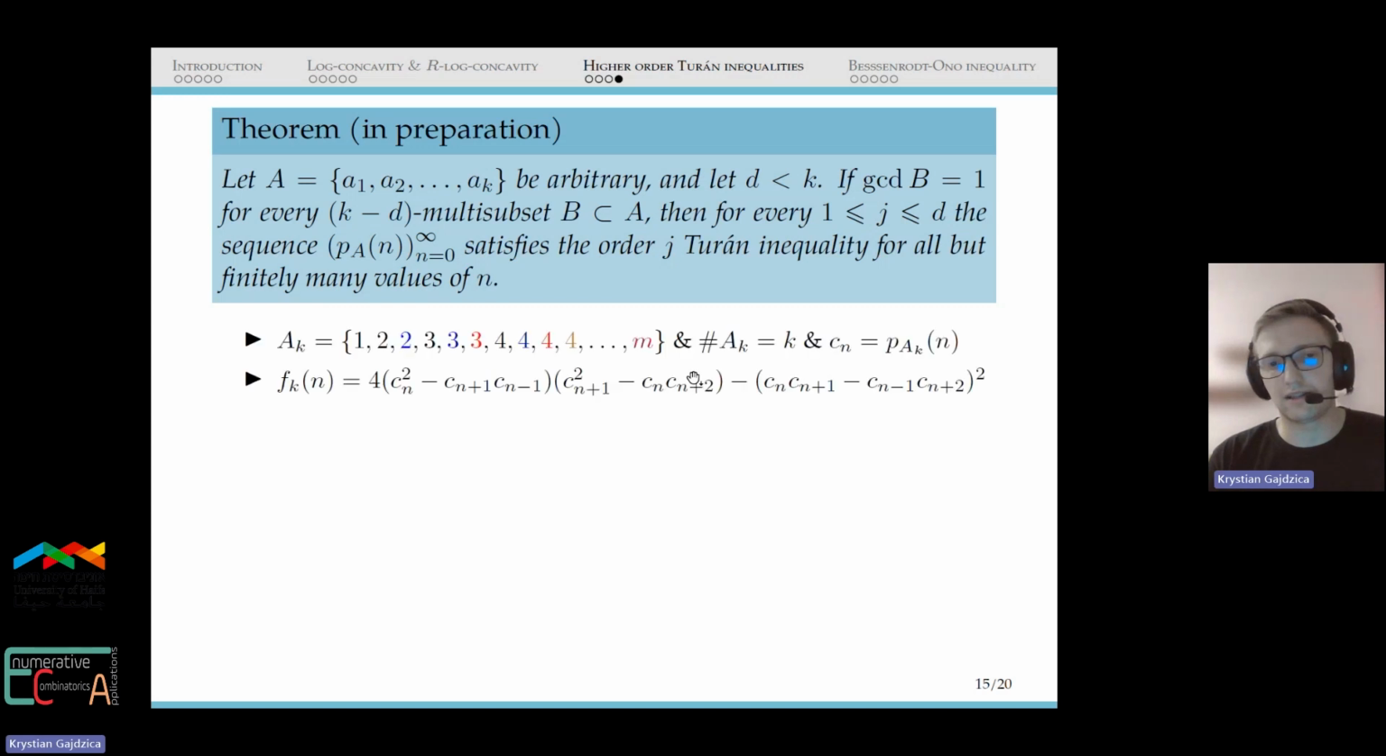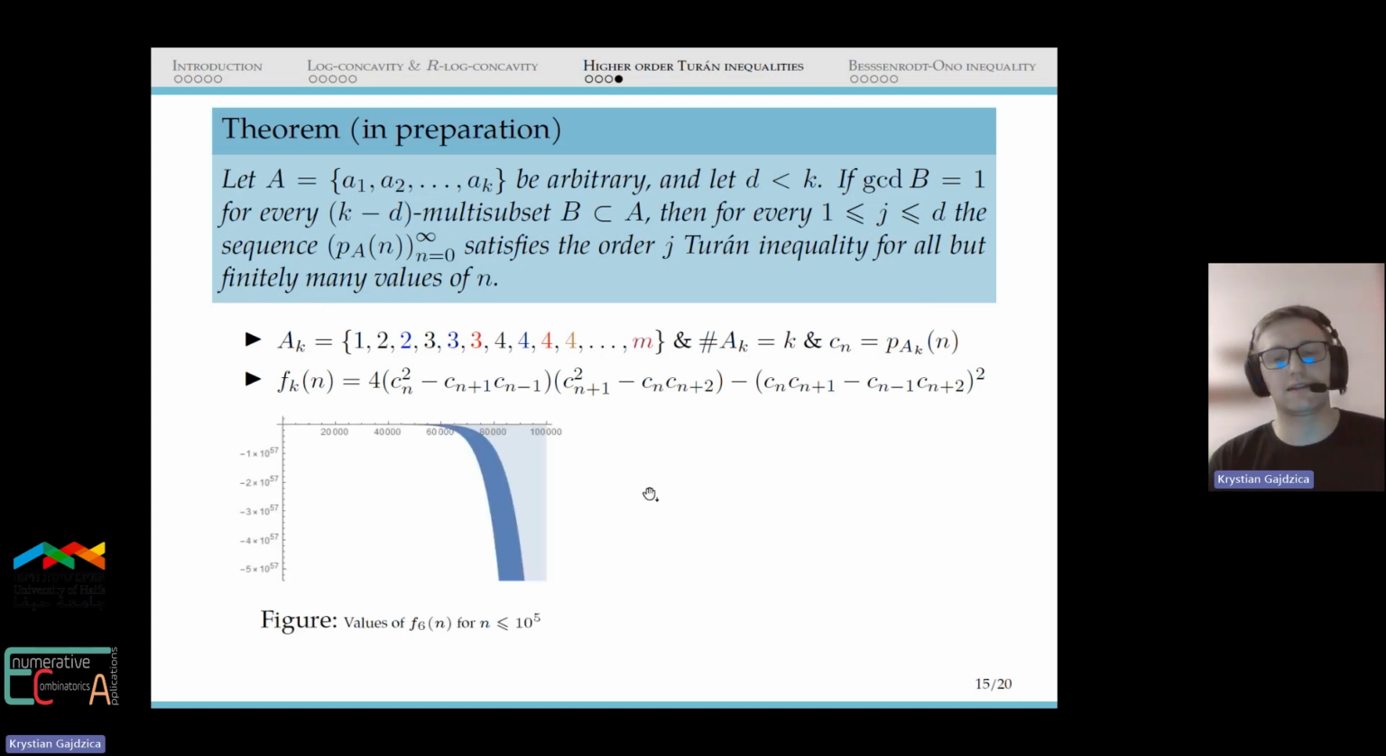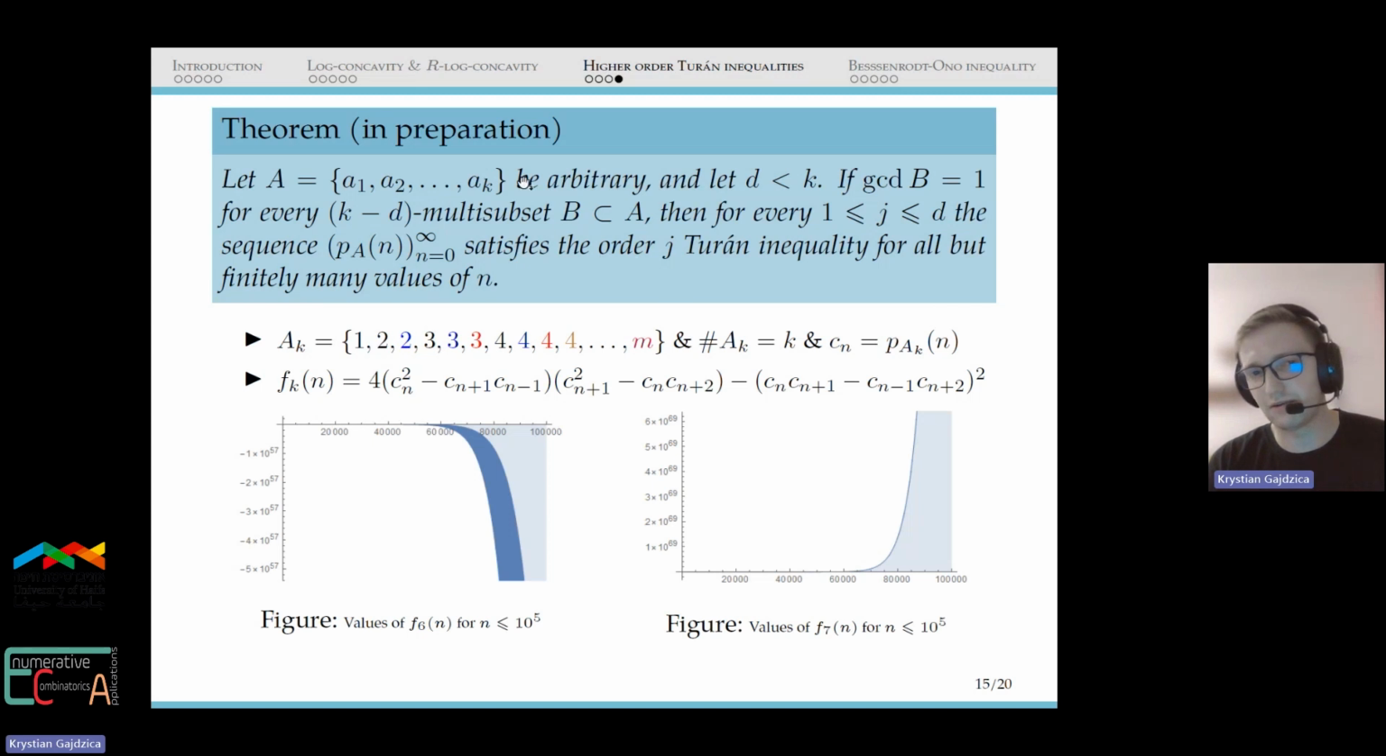So let us take a look at an example from one of the previous slides. If we set A_k as before and consider the third order inequality, then we probably need to assume that k is at least 7. However, it doesn't follow from this theorem, because we don't have an if and only if. So that's the problem with this characterization. I am still dealing with this task, but it's much more involved than the previous challenges.